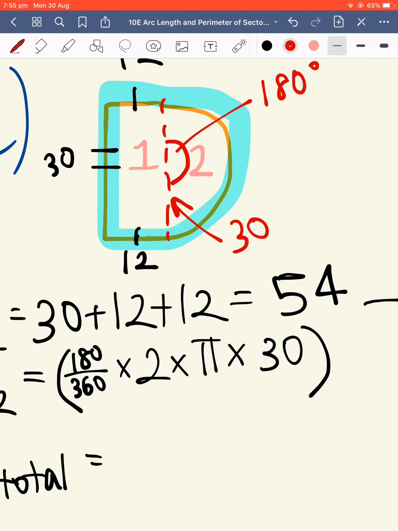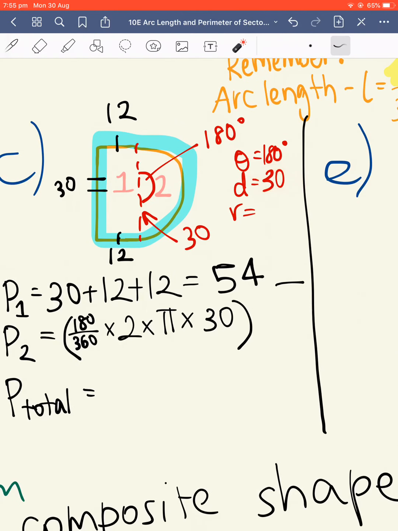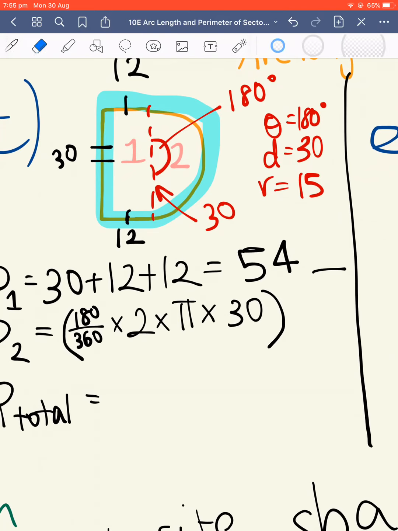So again, your angle is 180 degrees and your radius, oh, I've made a mistake. My diameter is actually 30. So to get my radius, I actually have to do half of 30. So my radius will actually end up being 15. My apologies. So let's fix that up on our equation. So, good why we check.